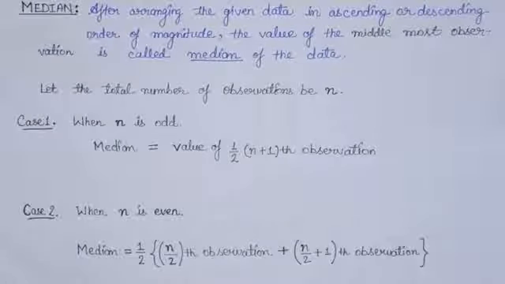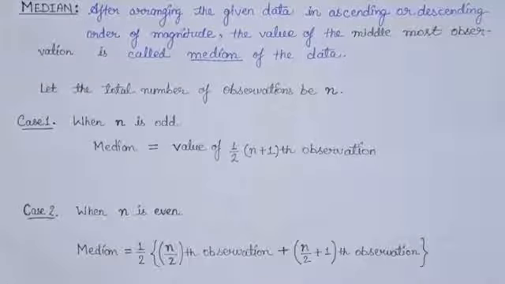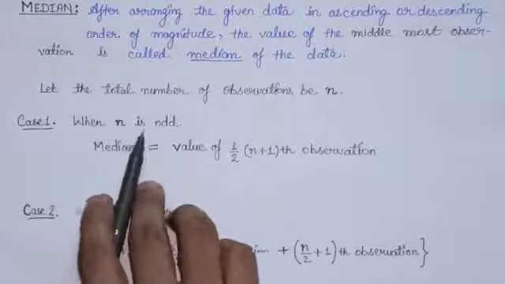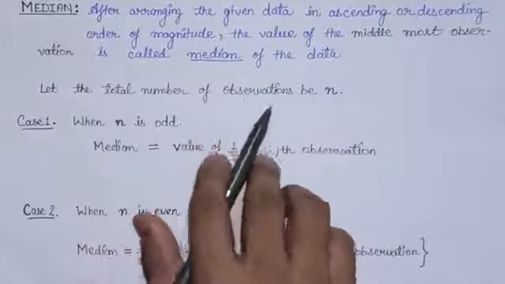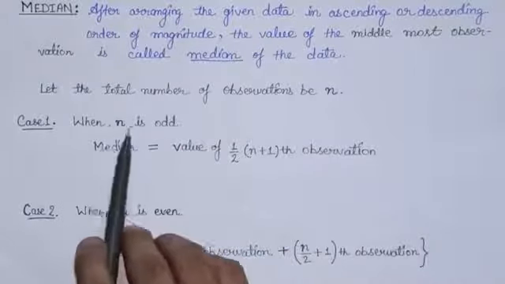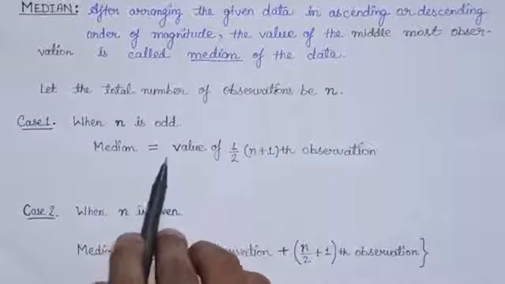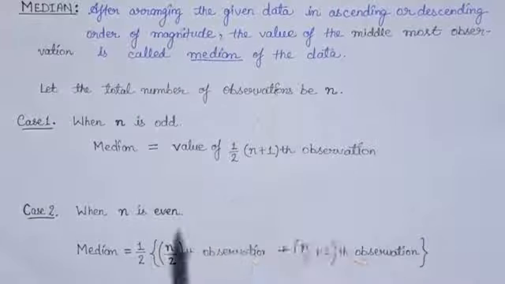Now there are two rules for calculating the median of a given data. It might happen that the given data has an odd number of observations or an even number of observations. That's why two cases arise. Case 1, when n is odd. What is n? n is the total number of observations in the given data. Whenever there is an odd number of observations, the median is equal to the value of the (n plus 1) by 2th observation. Let us take an example.